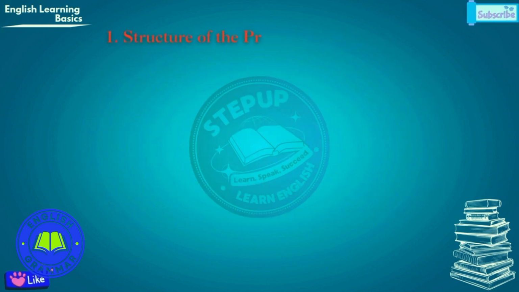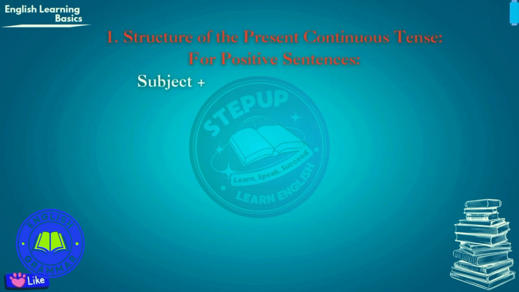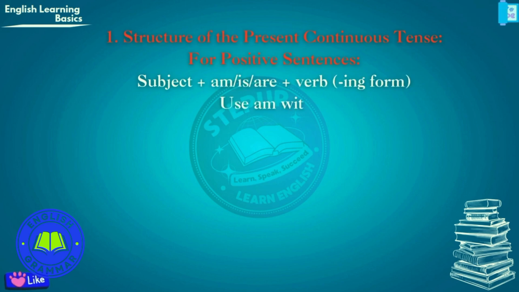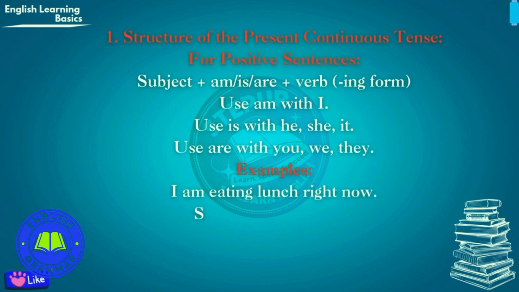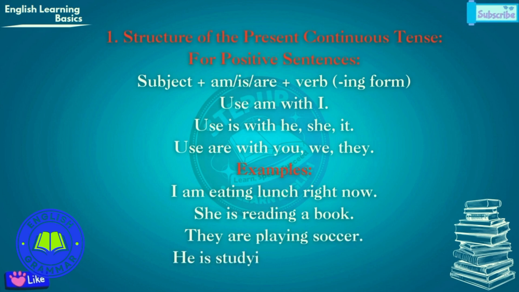1. Structure of the present continuous tense. For positive sentences: subject plus am/is/are plus verb, ing form. Use am with I. Use is with he, she, it. Use are with you, we, they. Examples: I am eating lunch right now. She is reading a book. They are playing soccer. He is studying for his exam.